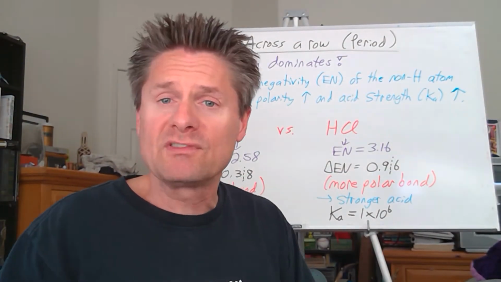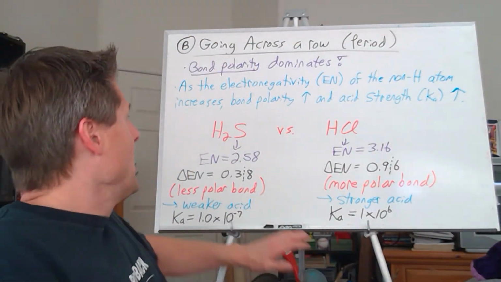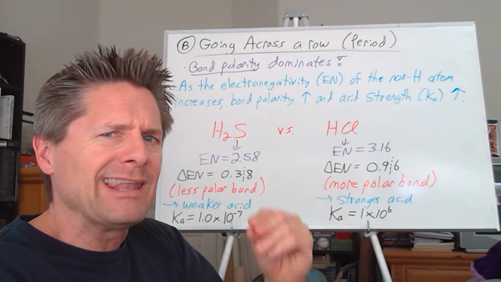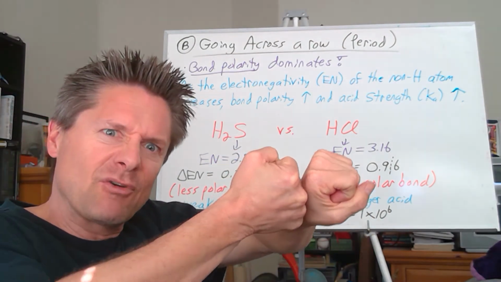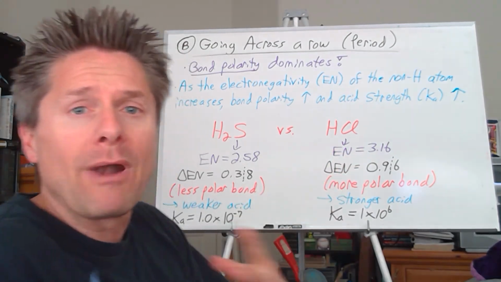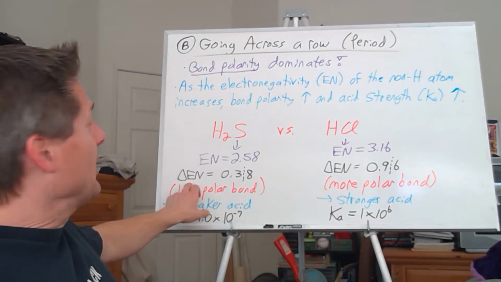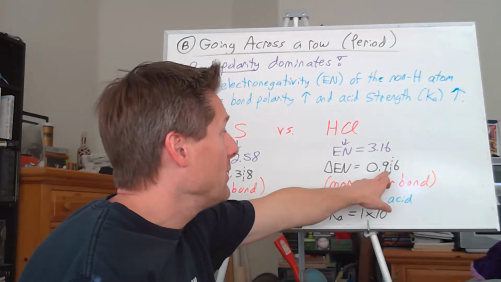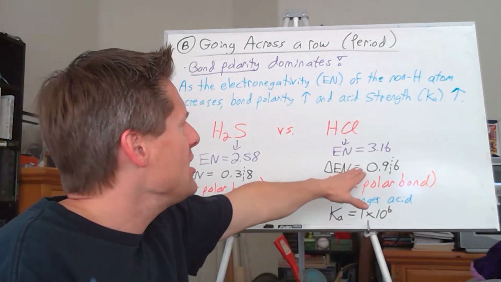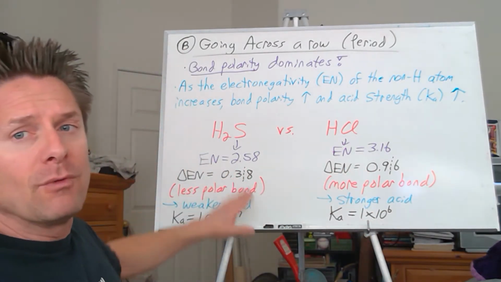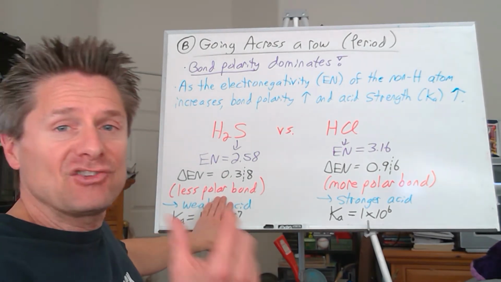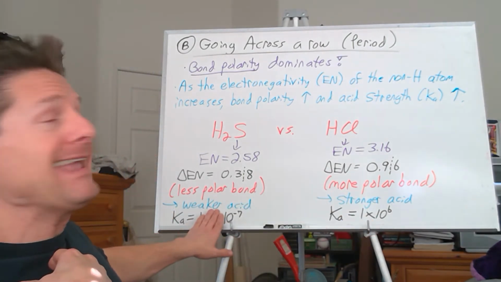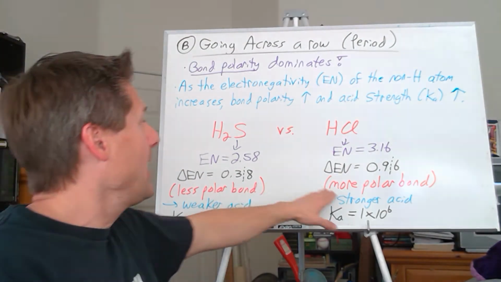Depending which table you use, some of them go to 1 decimal, some of them go to 2, doesn't matter. The electronegativity of sulfur is 2.58. The electronegativity of chlorine is 3.16. So chlorine is a lot more electronegative, which is going to make those electrons less shared. The difference in electronegativity for H2S is 0.38 if you take hydrogen as 2.2, which is good to 1 decimal. For HCl, it would be 0.96. So the difference in electronegativity is huge for HCl versus H2S, which means the HS bond is less polar. The HCl bond is way more polar, making H2S a weaker acid and HCl a stronger acid.